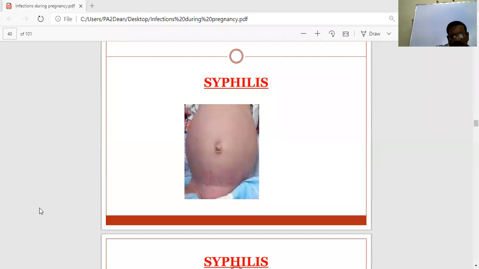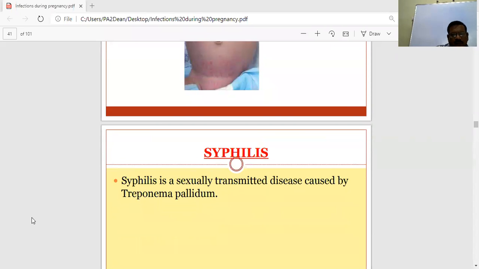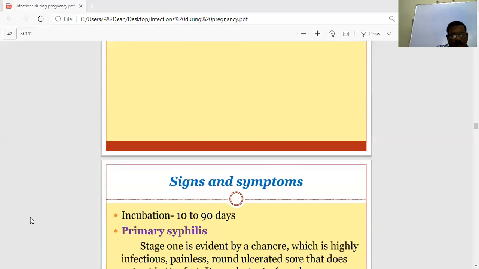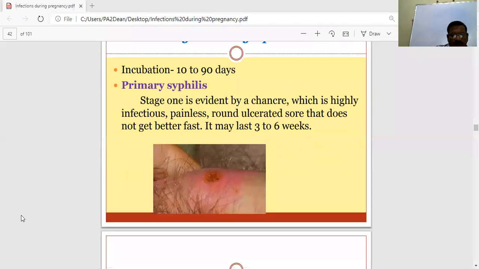Coming to the next sexually transmitted disease, syphilis. Syphilis is a sexually transmitted disease caused by Treponema pallidum. Coming to the signs and symptoms, the incubation period is 10 to 90 days. These are primary, secondary, and tertiary syphilis. Primary syphilis, stage 1, is evident by a chancre, which is a highly infectious, painless, round, ulcerated sore that does not get better fast. It may last for 3 to 6 weeks.